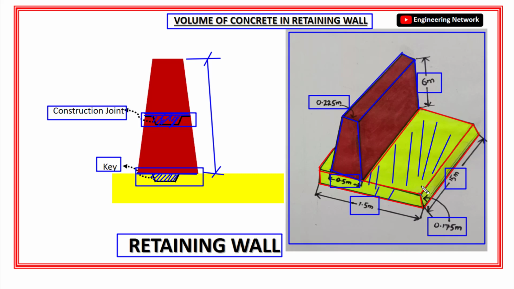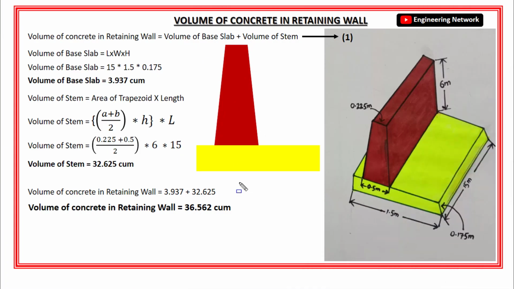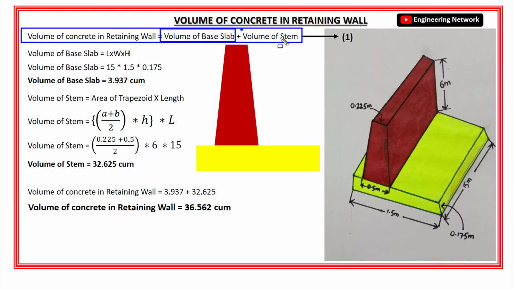Okay? In step 2, I will calculate the volume of concrete in the stem of the retaining wall. And in step 3, I will add both the volumes of base slab and stem in order to find out the total volume of concrete in the retaining wall. Okay? So the volume of concrete in retaining wall is equal to volume of base slab plus volume of stem. And let's name this as equation 1.